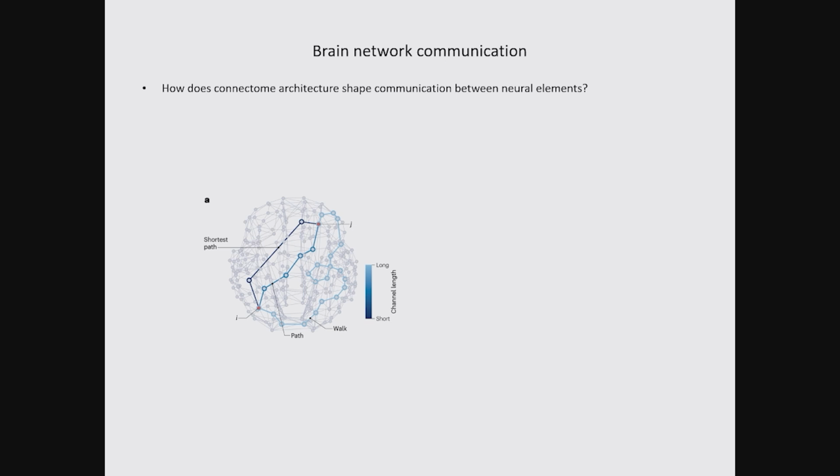So here I'm highlighting a few different possible channels of communication. You have the shortest path between regions, you have a walk between regions. And these kind of reflect different conceptualizations of how we can model communication in brain networks.